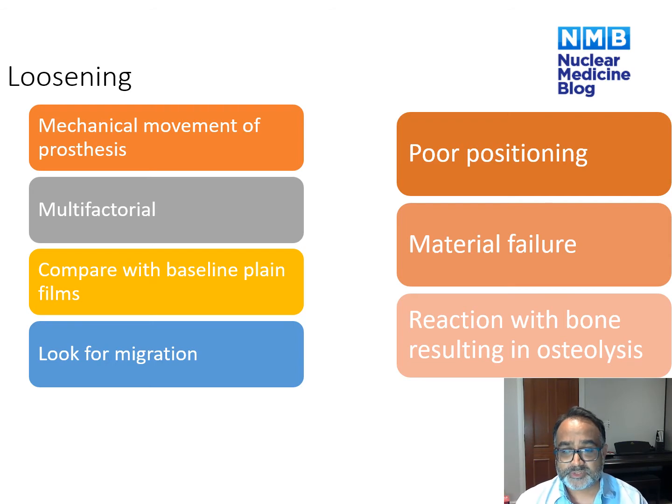There are several reasons why you might have loosening of the prosthesis. First of all, there may be poor positioning, so the prosthesis may have been put in incorrectly in the first place. Second of all, there can be material failure, so either the metalwork fractures, which is very rare, or more commonly there is a fracture of the polyethylene components of the prosthesis. Finally, you can have a reaction with the bone resulting in osteolysis and migration of the prosthesis. And this is an inflammatory response.